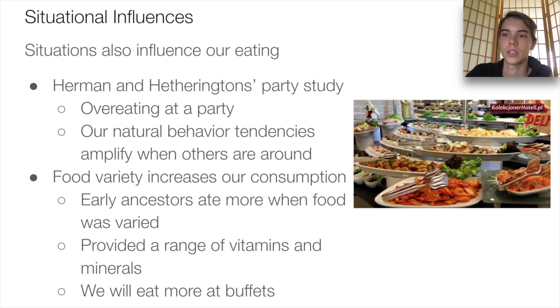So there are some historical factors within this. Our early ancestors would eat more food when there's variety and abundance. So this would give them vitamins and minerals as well as fats to help them survive winters and famines. So it would essentially build up their weight so that they can afford to lose it in case there's a famine. And then this explains why we'll eat more at buffets that have variety, just like our ancestors once did.